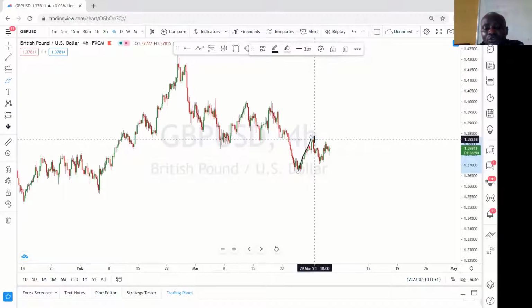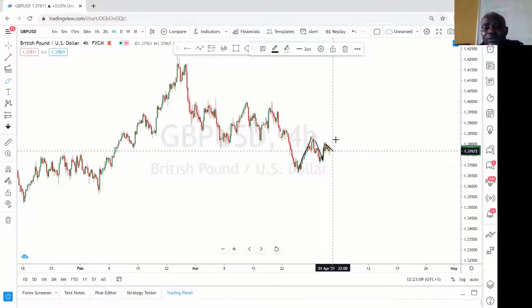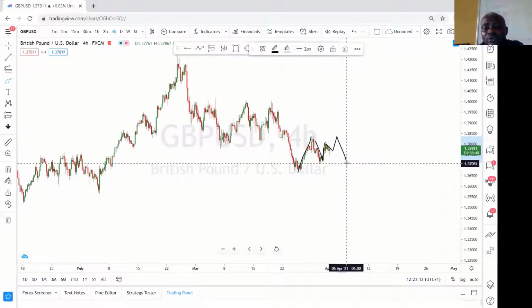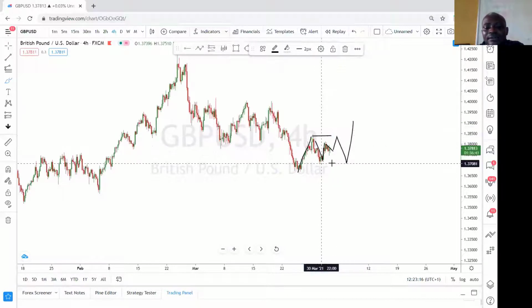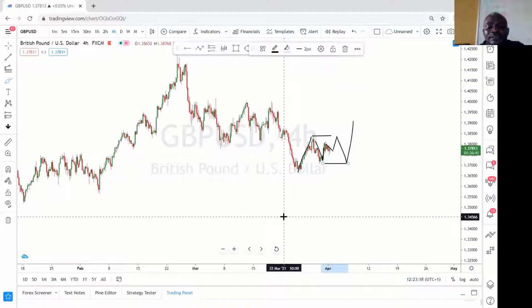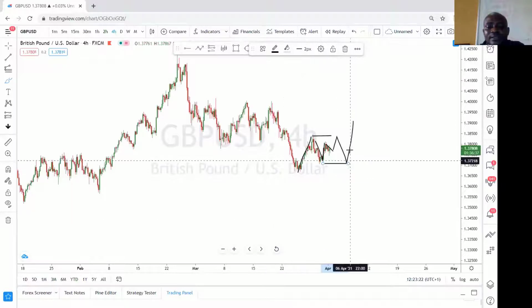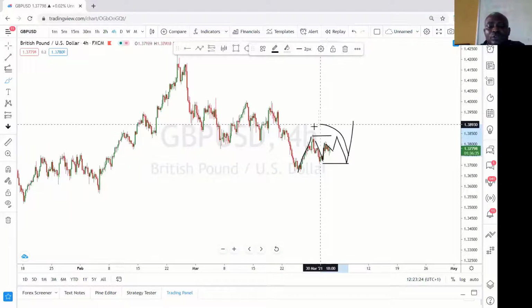You have this move, you could have this, you could have this. This one could break up to the upside. This one comes this way, this one comes here. This is a complete structure, guys. It's a complete structure I'm looking at for GBP USD. What do you call this structure in the middle here?